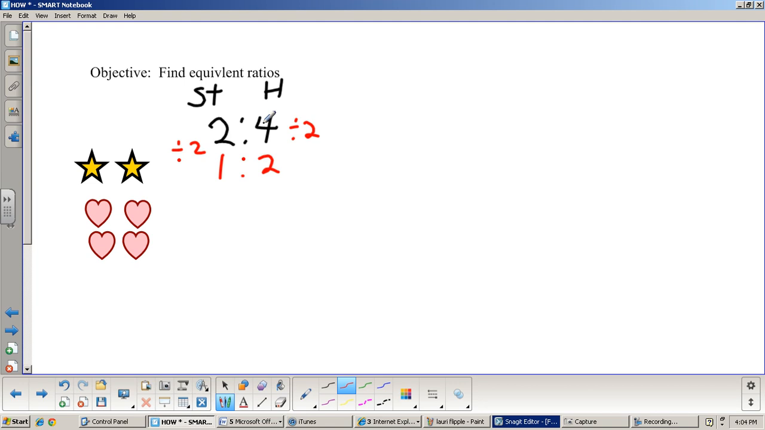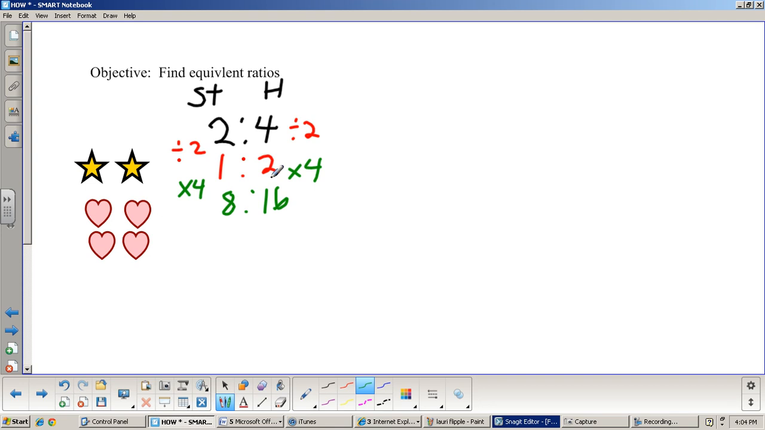I could also go the other way and get bigger. Let's say I have 16 hearts. How many stars am I going to have? Well, the same thing happens. What did I do to the 4 to make it 16? Or what did I do to the 2 to make it 16? I can ask either one. I'm going to go back to the original one, the 4. What did I do to the 4 to make it a 16? I multiplied by 4. So I have to do the same thing to this side. Multiply by 4, and I get 2 times 4 is 8.